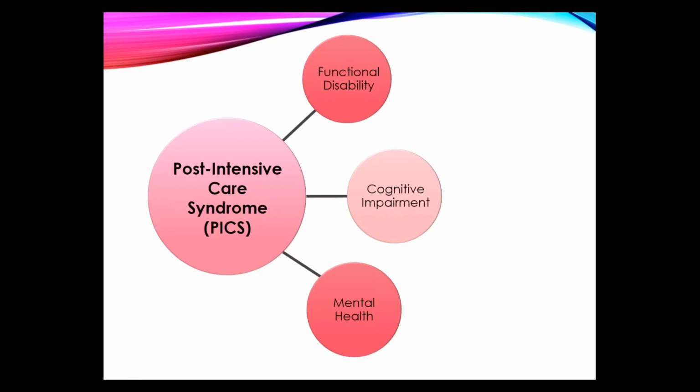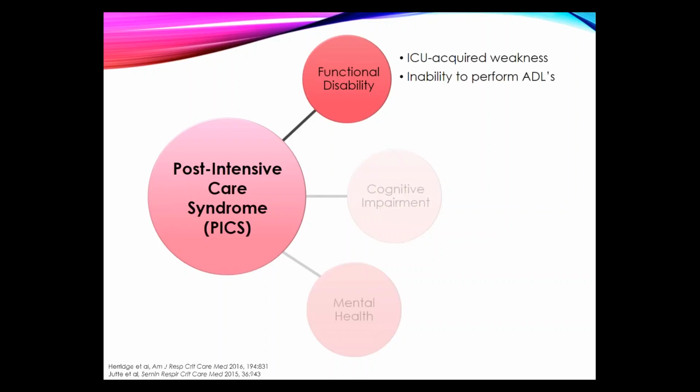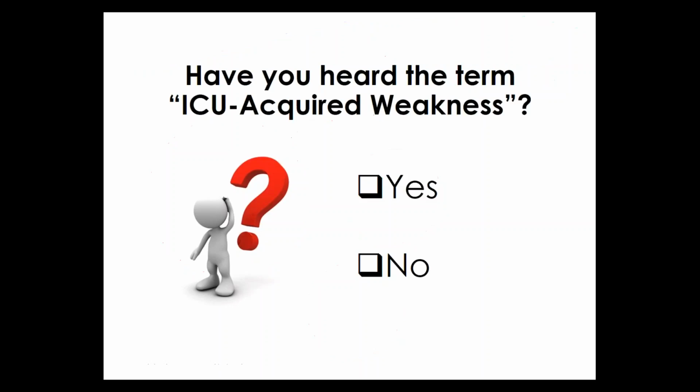Perfect. So post-intensive care syndrome, or PICS, as I might refer to it later today, really refers to a constellation of health-related morbidities experienced by many survivors of critical illness across three broad domains. And this includes physical impairment or functional disability, cognitive impairment, and perturbations in mental health. The functional disability is largely driven by ICU-acquired weakness and loss of muscle mass and muscle strength, resulting in the inability to perform activities of daily living.